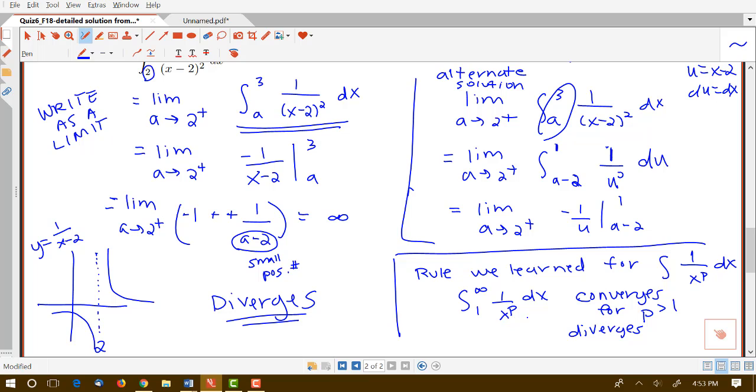Okay, it converges for p greater than 1 and diverges for p less than or equal to 1. So we did learn a rule about 1 over x to the p from 1 to infinity. Some people were trying to apply it to this because we had a 1 over u squared type thing. But the difference is, in this case, we have an integral from 0 to 1 of 1 over x squared and not from 1 to infinity. But we can't use this rule here.